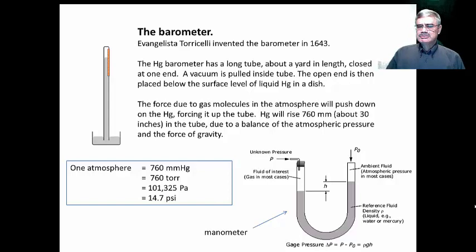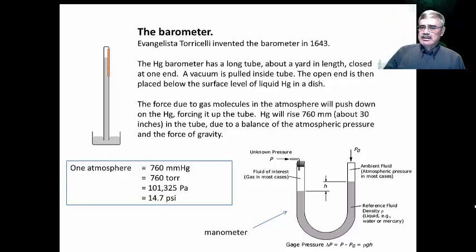But how do we measure pressure? Well, this goes back to Evangelista Torricelli, who invented what is called the barometer in 1643. And basically, it's a pretty ingenious instrument. This is how it works. This is what is called the mercury barometer. It's a long, skinny tube closed off on one end. The tube has to be a yard or longer.